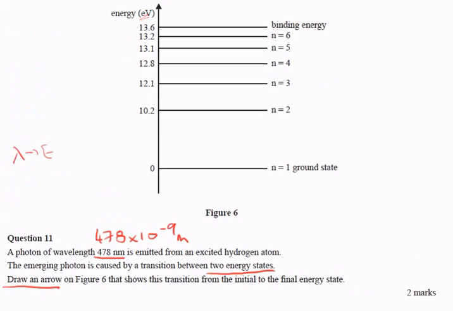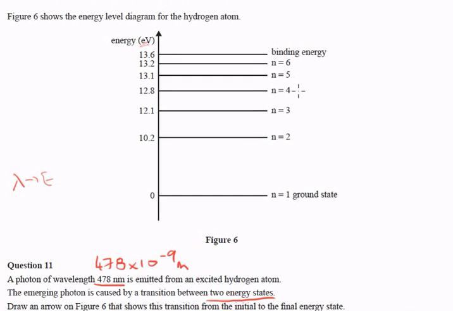So the photon of light that's given off is because the electron jumps from one of these to another one. 6 to 4, 6 to 5, maybe 6 to 2, maybe 6 to 1, maybe 2 to 1. But the energy of the photon we've got is 2.6 electron volts. So we've got to look and say, where is the gap here, 2.6 electron volts?